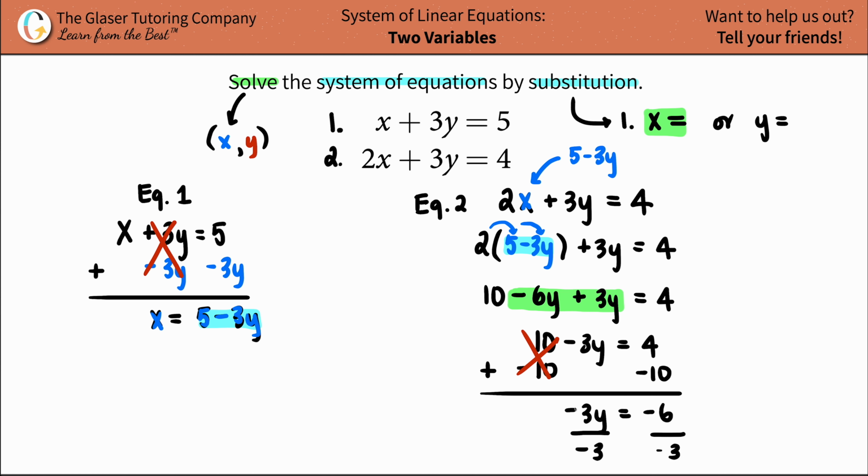That cancels out. Goodbye. And now we found our y value. Y equals 2. Negative 6 divided by a negative 3 is a 2. So we found half of the puzzle. We know that this y value is now going to be a 2. So now what do we do?